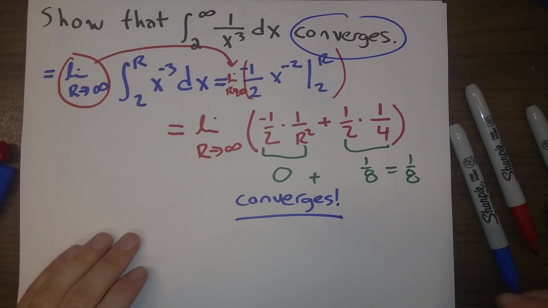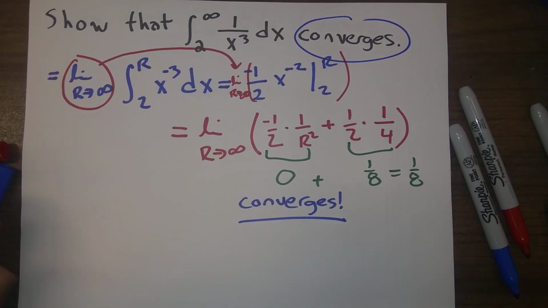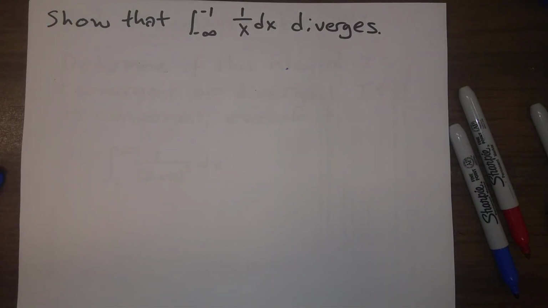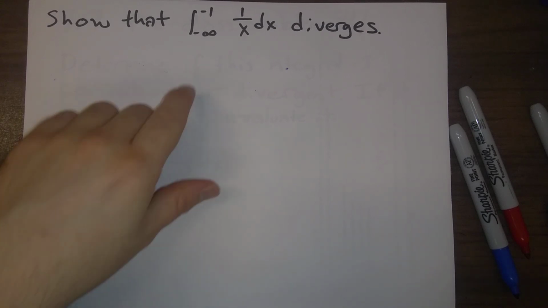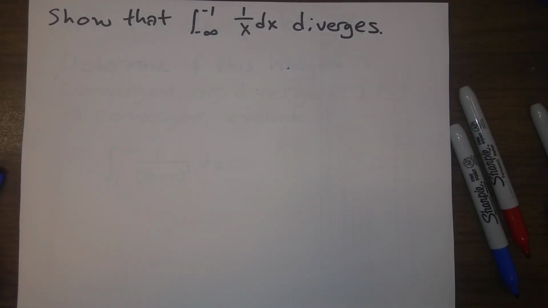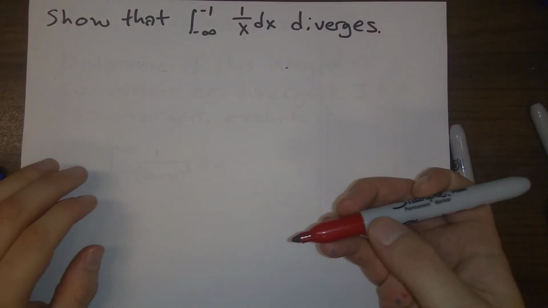Okay, so that's a positive example where we see that something does converge. Let's see an example where something is going to diverge. And also we're going to have our first example where instead of going off to infinity on the upper bound, we have one where the lower bound is negative infinity. So how do we do this?